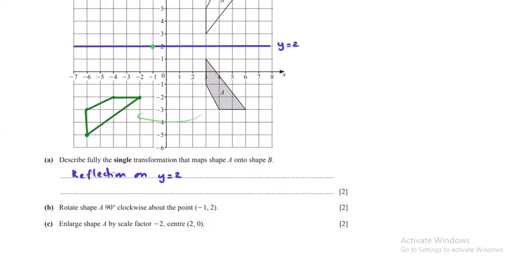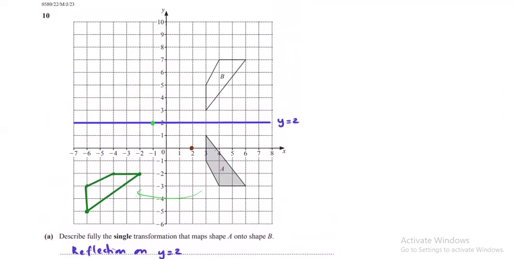The next part of the question is to enlarge shape A by a scale factor of -2 about the center 2, 0. 2, 0 is going to be this point. We need to enlarge by -2. This 2 explains that the enlarged shape that we get is going to be larger in size. This negative explains that it has to be enlarged in the opposite direction. That's the meaning.